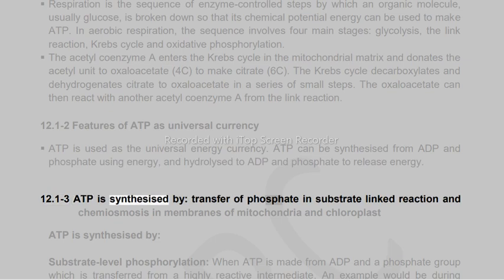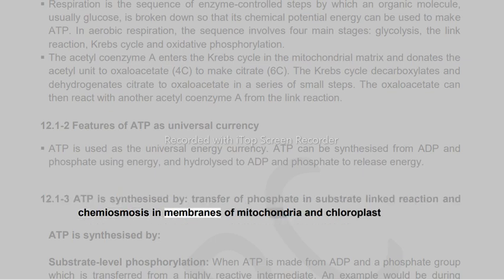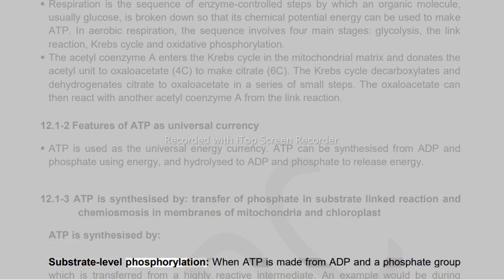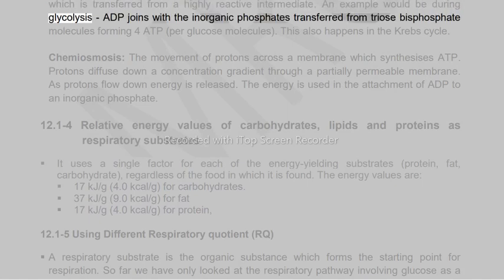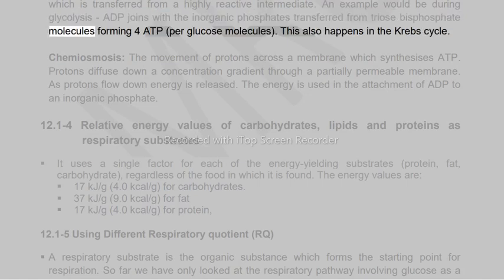12.1.3 ATP is synthesized by transfer of phosphate in substrate-linked reaction and chemiosmosis in membranes of mitochondria and chloroplast. ATP is synthesized by substrate level phosphorylation when ATP is made from ADP and a phosphate group which is transferred from a highly reactive intermediate. An example would be during glycolysis. ADP joins with the inorganic phosphates transferred from triose bisphosphate molecules forming 4 ATP per glucose molecule. This also happens in the Krebs cycle.